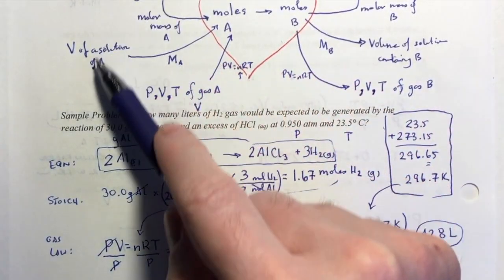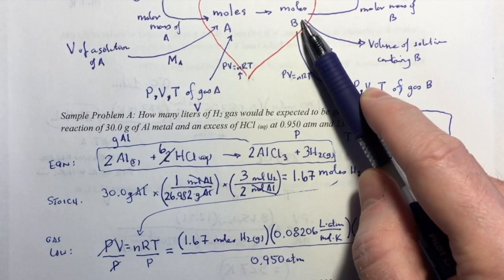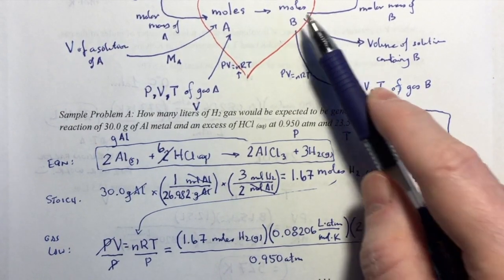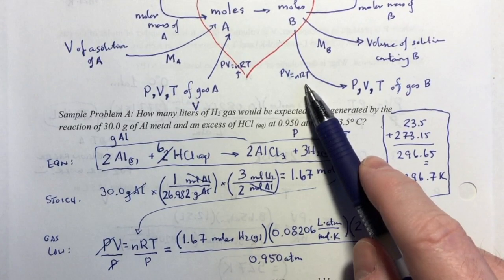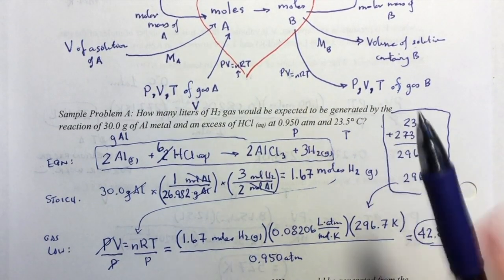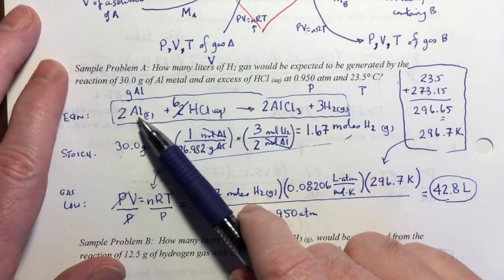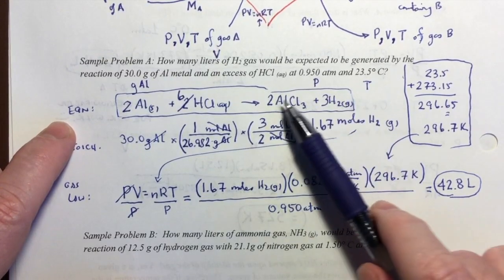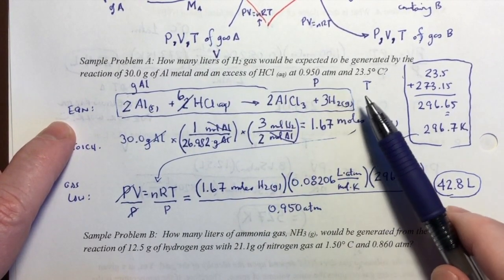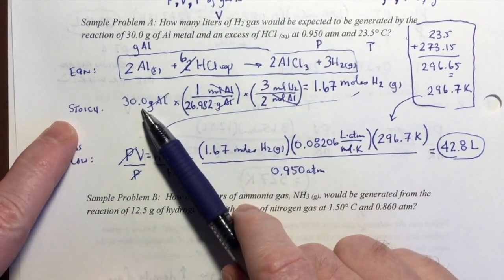To do that, I'm going to do a stoichiometry to figure out the number of moles of gas that is generated. And once I have that answer, then I can do a separate calculation to plug it into the ideal gas law and get my final volume. Well, if you're doing stoichiometry, you have to have a balanced chemical reaction. So I had to write my equation with the correct formulas for the products and then balance it. Then I could do my stoichiometry.